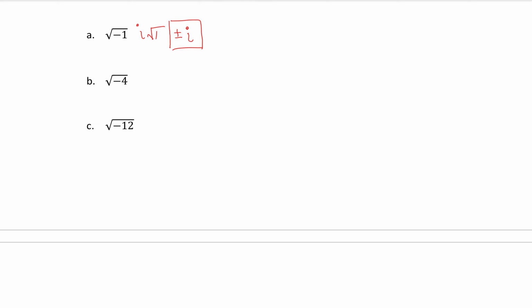All right, now square root of negative 4. I pop out the i to get rid of the negative, but then I must take the square root of 4, which is 2. So my answer is going to be plus or minus 2i. Remember, I don't add the plus or minus until I take the square root.